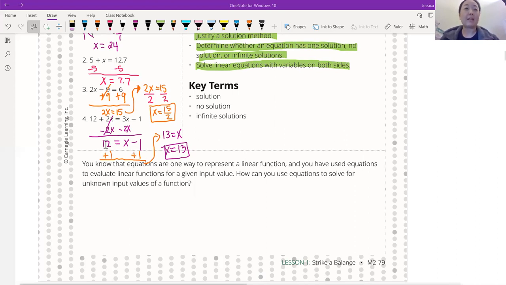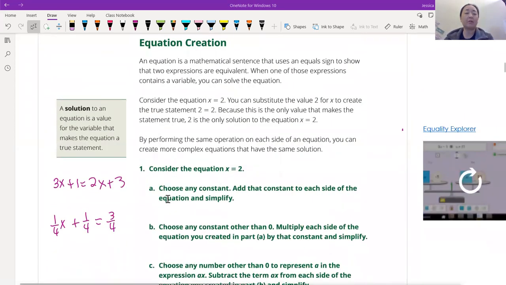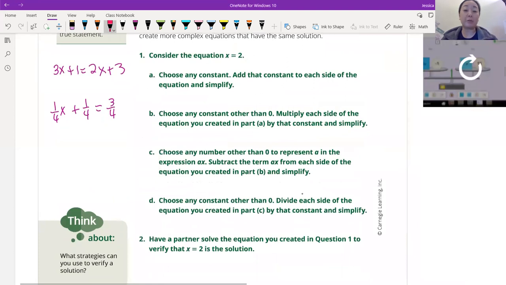X, right? And then x is just equal to 13. All right, and we're going to go on. This is the one where we started out with x is equal to 2, and we're going to just choose any constant and add. We were using this Equality Explorer, but I'm just going to show you what we would do. Let me just put this on the right, so we can actually create equations.